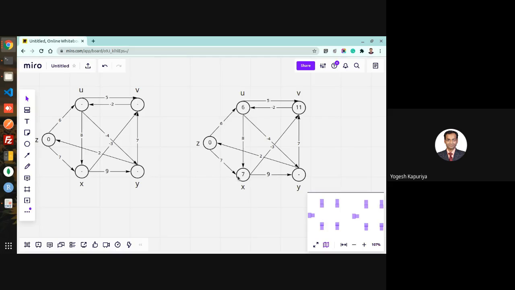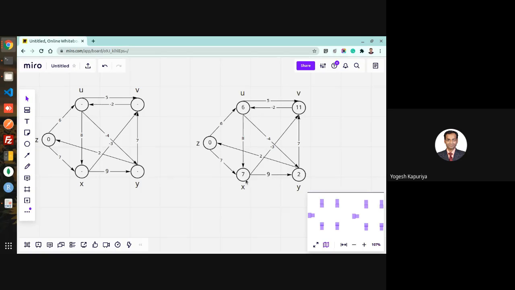So this is 6 plus 8, 14. This is already 7, so this will not change. Similarly, this is the other outgoing edge. So this is 6 minus 4, that is 2, which is less than infinity. So this will change to 2, right? So now u is done. Now let's discuss v, outgoing edges of v. There is only one outgoing edge of v, right? This one. So it's 11 minus 2, 9, which is greater than 6.